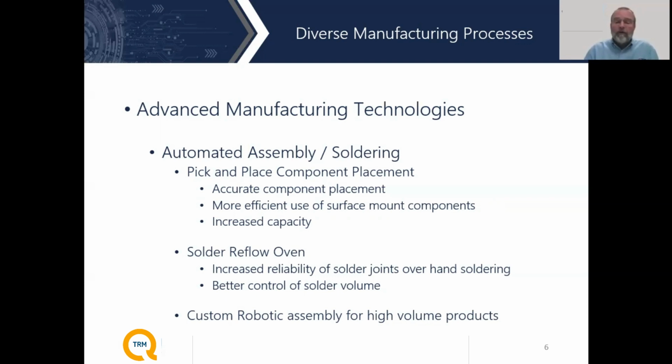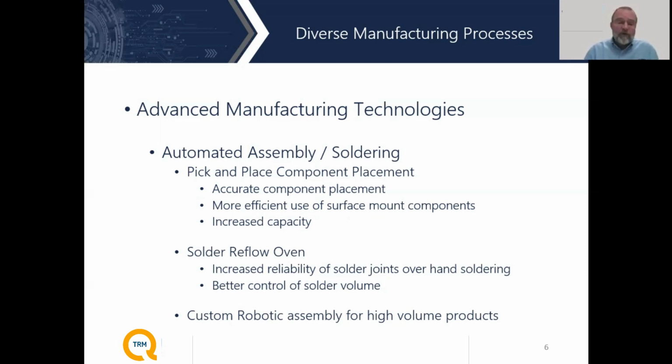A reflow oven, from a reliability standpoint for the solder joints, yields a much more reliable solder joint than anything you can ever do by hand. So doing this manufacturing process increases our overall MTBF and our reliability on these components. And this is an across the board advantage now that we have, and we can now offer increased reliability because of this manufacturing process.